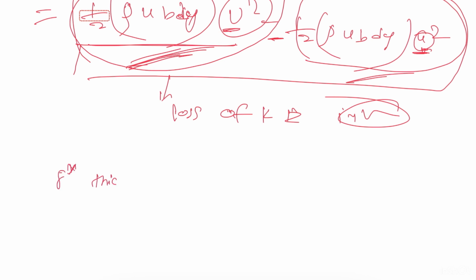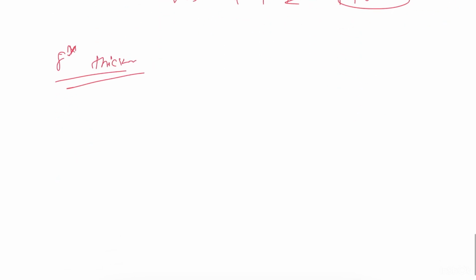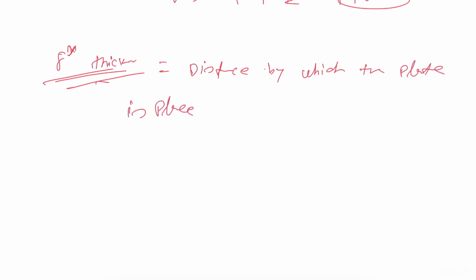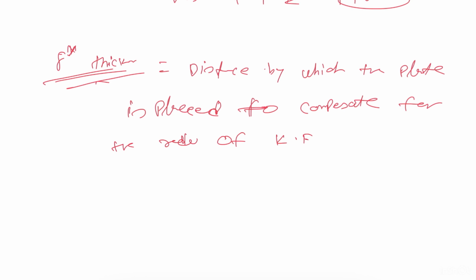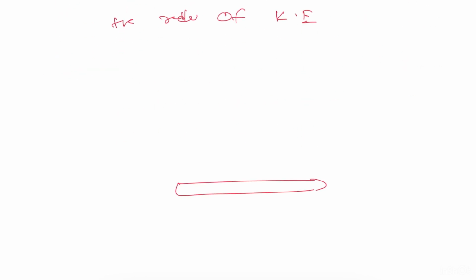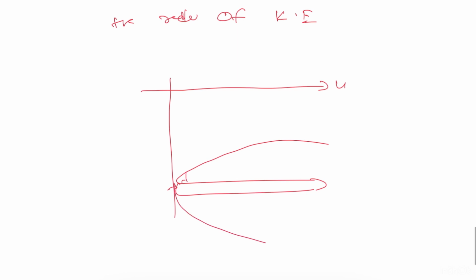Delta dash thickness is the distance by which the plate is displaced to compensate for the reduction of kinetic energy. This is the plate, this is the boundary layer formation, this is the last layer of free stream. This is the boundary layer formation. Here is the loss of kinetic energy.